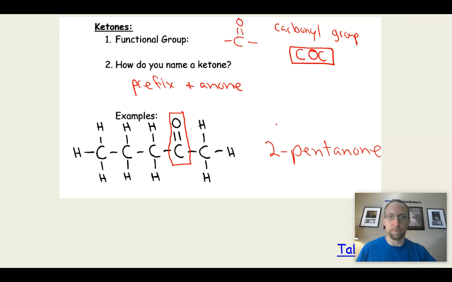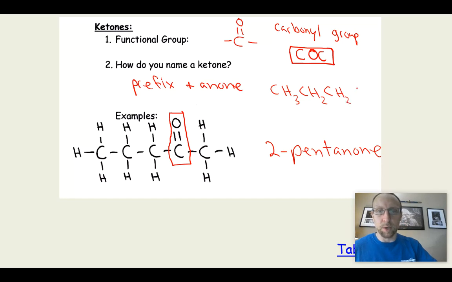Now, what do I mean by the condensed structural? So what does this look like if we drew it as a condensed structural formula? Well, first we've got 3 hydrogens attached to our first carbon. And then it's CH2. And then another CH2. And then we have our CO, that double O coming off that carbon bonded to another C. And then that last carbon has 3 H's on it. So this is our condensed structural.